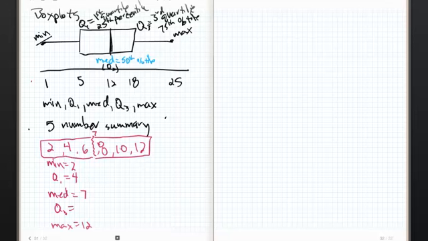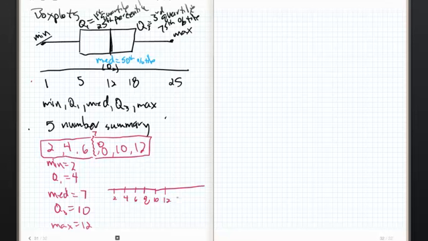Same thing for Q3. The data that's left over to the right of the median or above the median, we just think of it as its own data set, and I find the median of that. So this would be 10. And that would be my 5-number summary. So if I wanted to do my box plot, oh wow, you guys are going to make me draw straight lines again, right? So this is going to be 2, 4, 6, 8, 10, and 12.